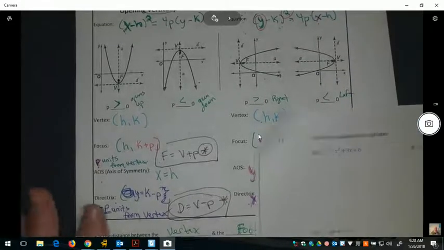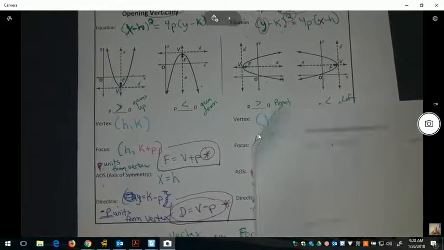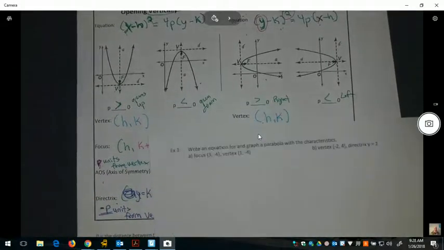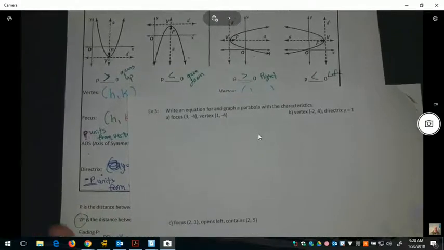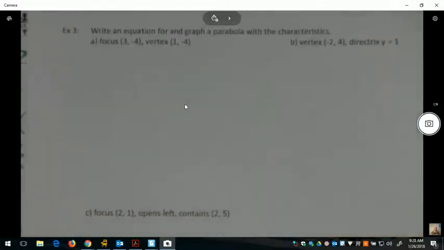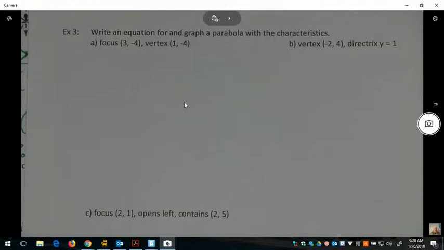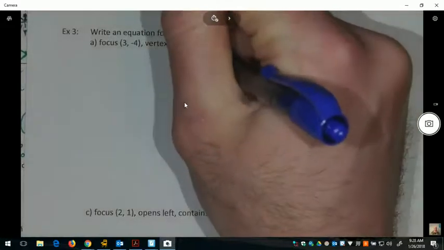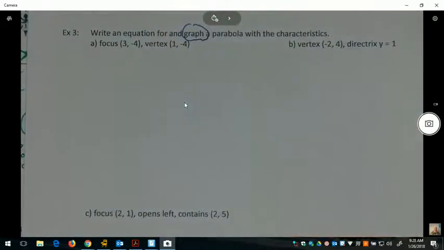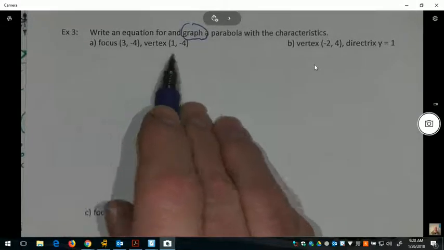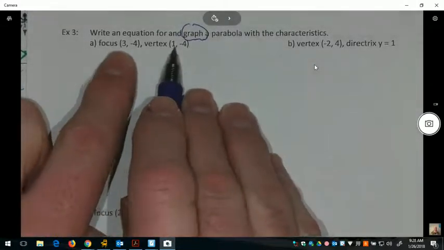So if we go to example 2, we did that yesterday. Example 3, writing the equation for the graph of a parabola with these characteristics. I'm going to zoom in so we can see letter A. All right. So they give us both the focus and the vertex, which is helpful. We're supposed to graph these also. I'm probably not going to graph them all, but I will graph the first one. For some of you, graphing it will help you figure out the direction. For most of you, you'll be able to just look and see which variable changes. In this case, it's the X coordinate.